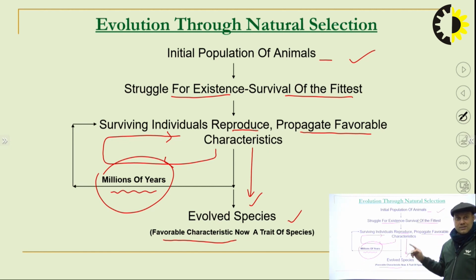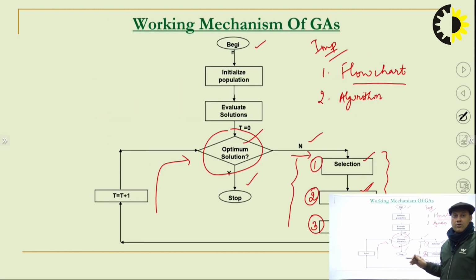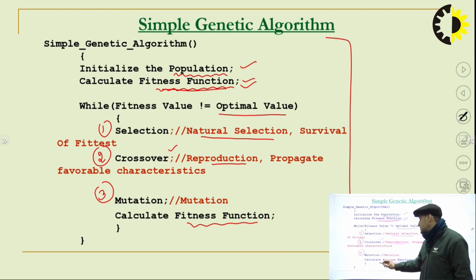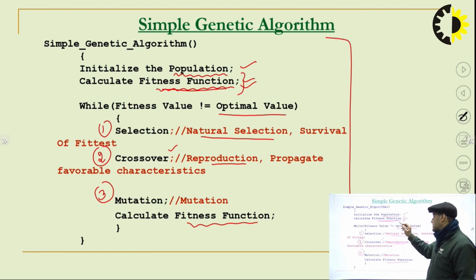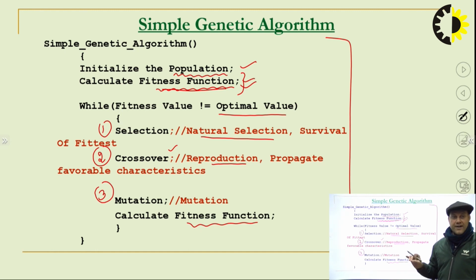So this is the biological concept. According to the genetic algorithm, I am using selection, crossover, and mutation, and this is how the fitness function is used and calculated. While the fitness value is not equal to the optimal value, these three processes will go on until that fitness function is equal to our optimal value, which we are going to implement, which we are going to solve.